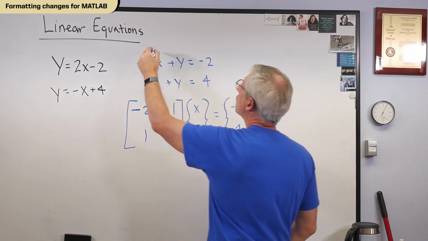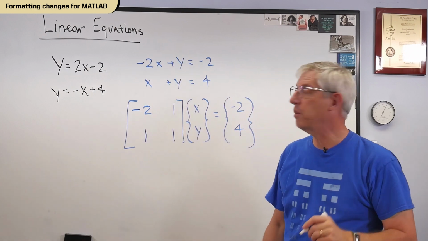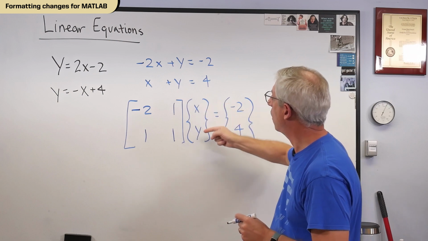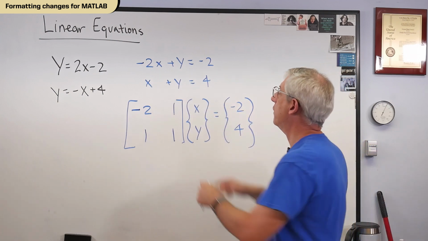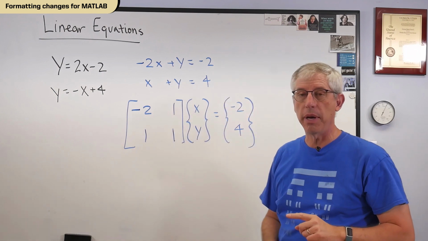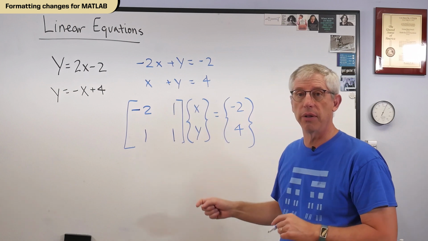Now I was very careful to write x's in this column and y's in that column. It's extremely important that the x's all line up and the y's all line up so that x and y go there. Now the rules of matrix multiplication are that if I were to multiply this all out, I would get that. We're going to worry about matrix multiplication later. Right now I'm just trying to show you how to run this through MATLAB.